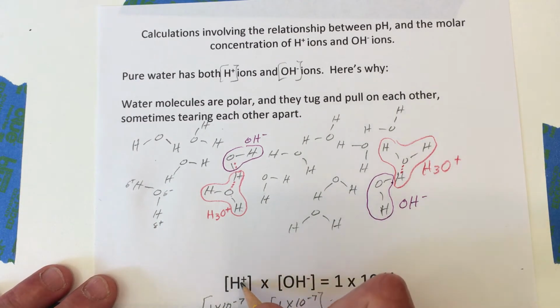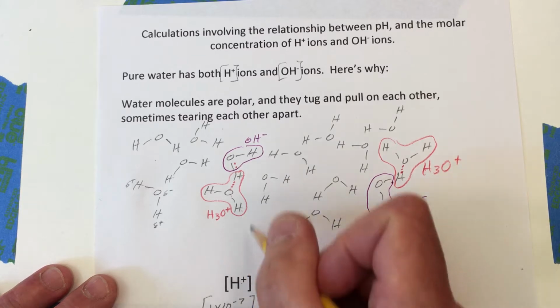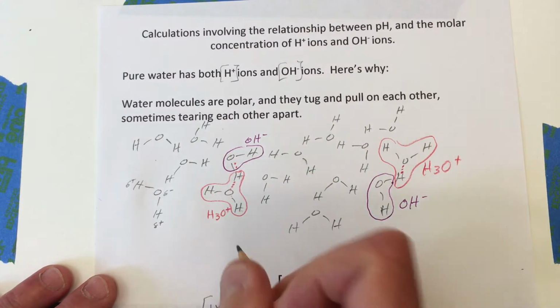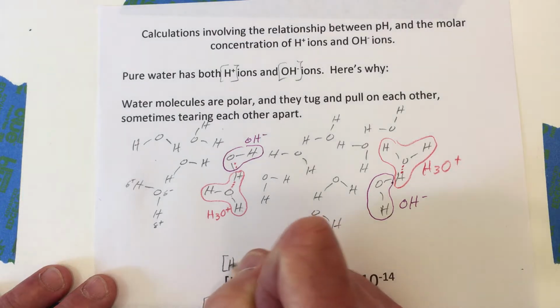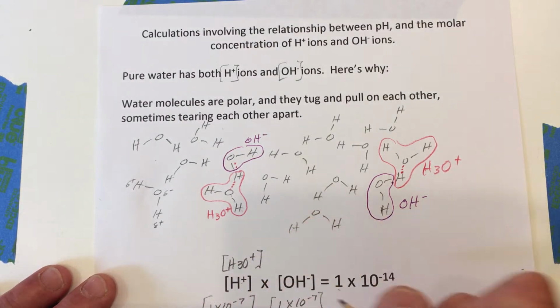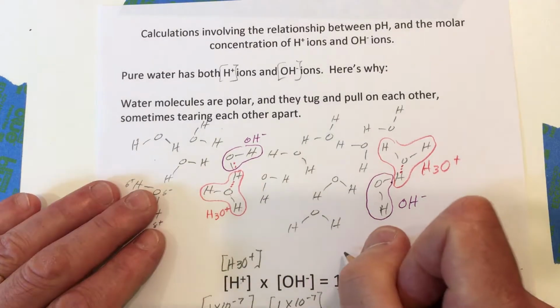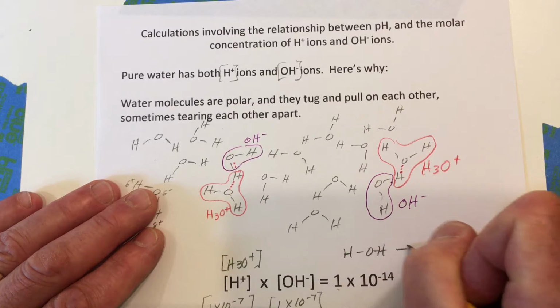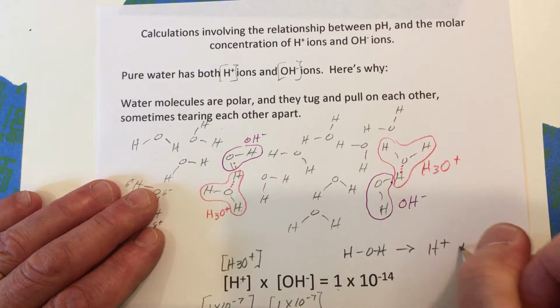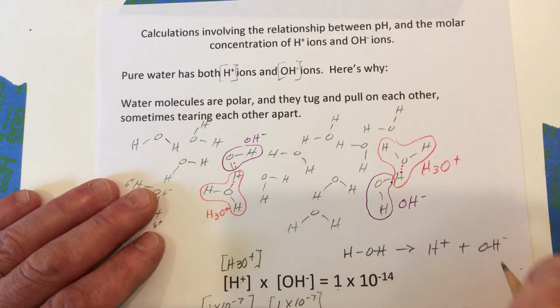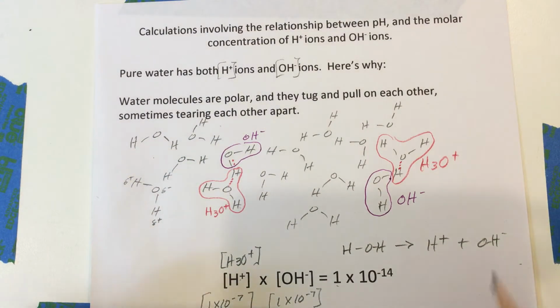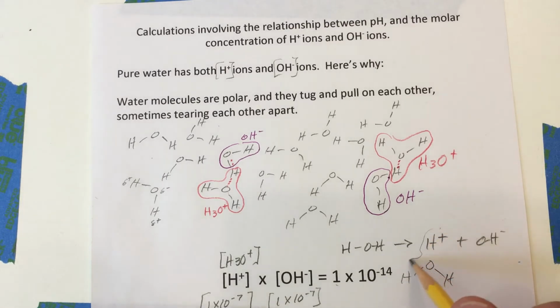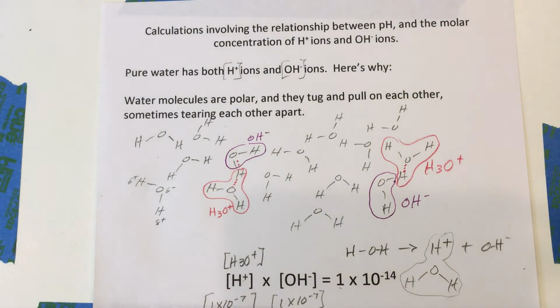Keep in mind, sometimes we just call it H+. But in reality, there's at least one other water molecule attached to it. So some people write this as H3O+, and sometimes people just write it as H+. That is, a water molecule, HOH, breaks apart into H+ plus OH minus. So a water molecule breaks apart. And again, usually that H+ is attached to at least one other water molecule. Sometimes more than one is attached to it. Okay? So we can call it H+ or OH minus.